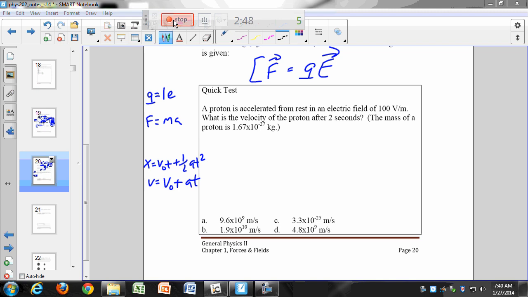So your first step here is going to be to find the force, and then you'll find the acceleration, and then you can find its velocity.